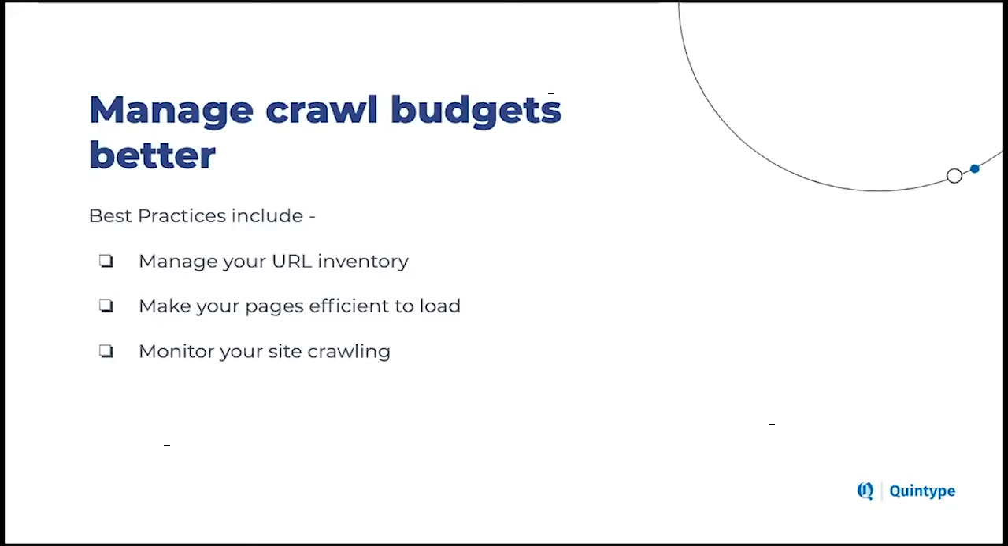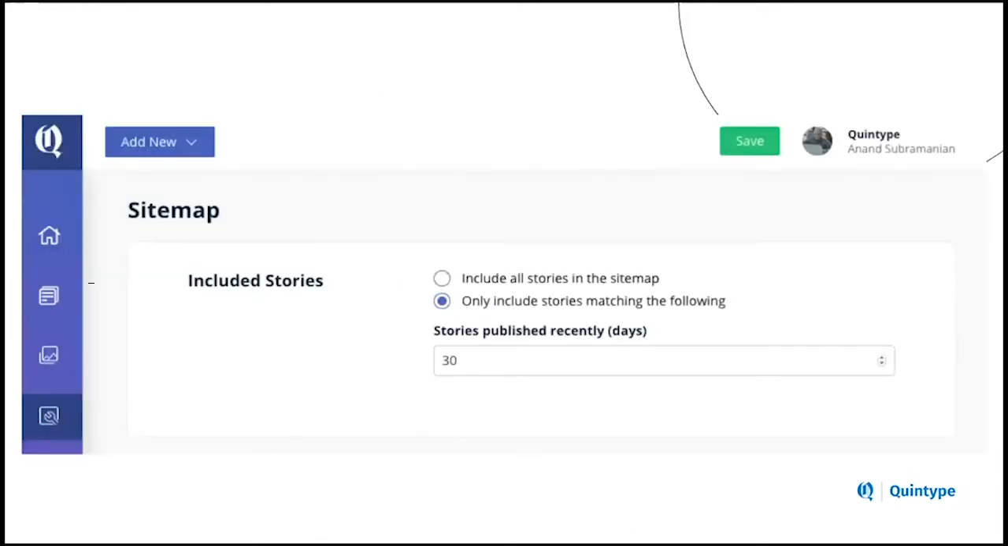At Quintai, what we have done is gone through the crawl budget document and made changes to our sitemap and other ways in which Google accesses the website so that all the latest articles get indexed and ranked as soon as the content is published. This is an example from the backend of our CMS, which has an option to include the stories that were published in the last week or so.